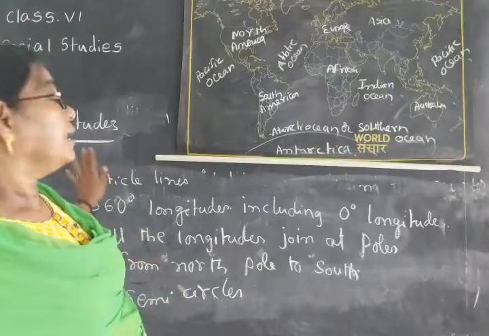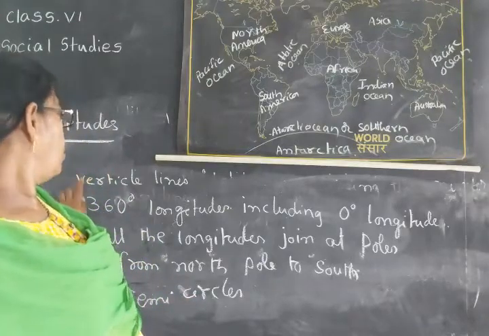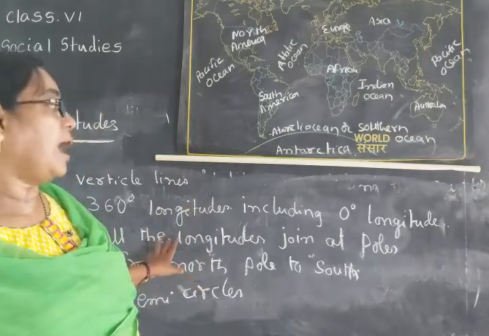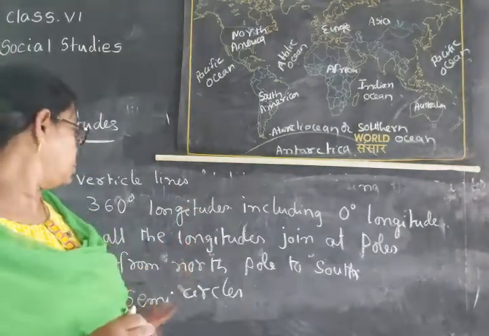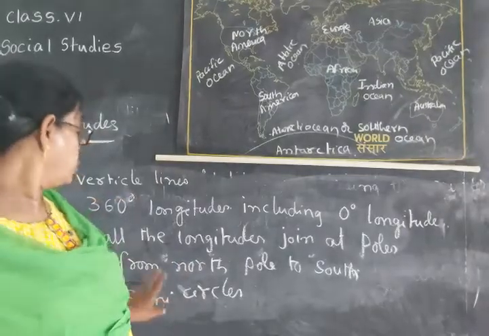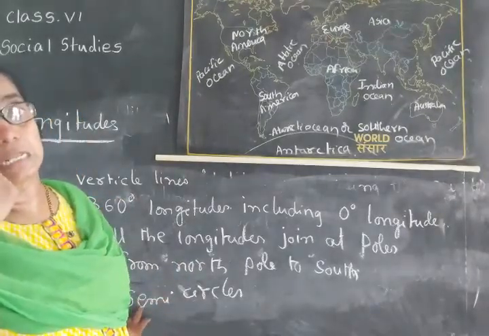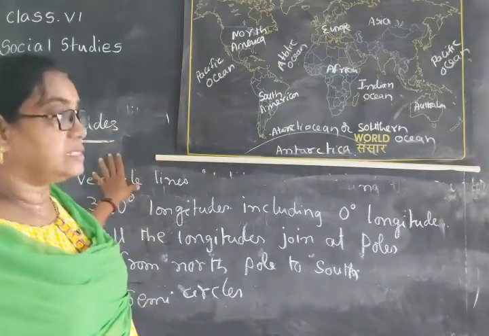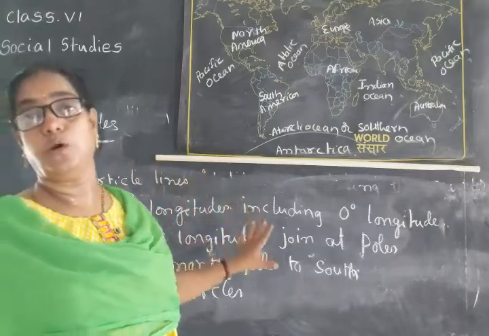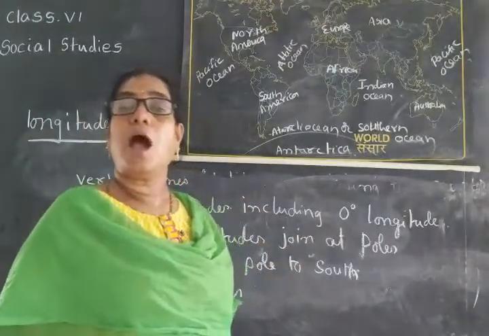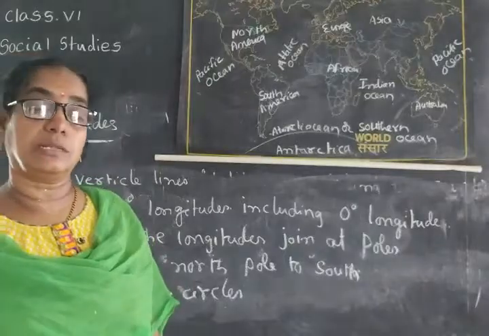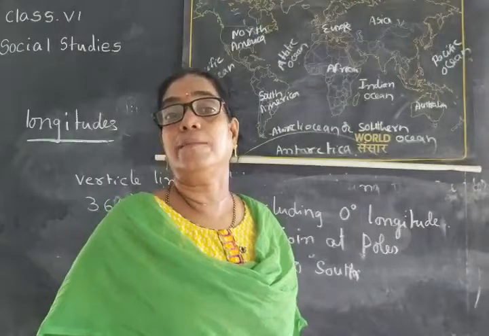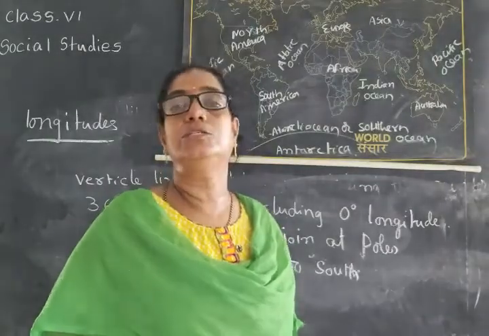So again I am telling, longitudes are vertical lines. Total 360 longitudes are there, including the 0 degree longitude. All the longitudes are joined at the poles. They are drawn from North Pole to South Pole, and they are semicircles.